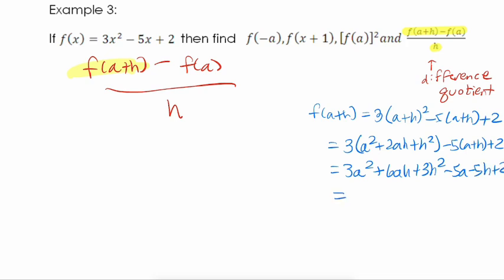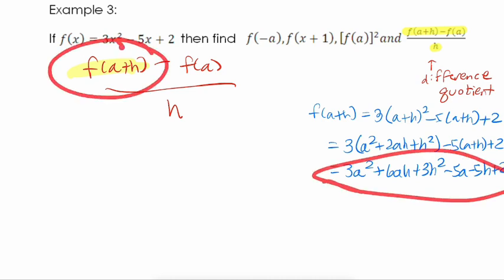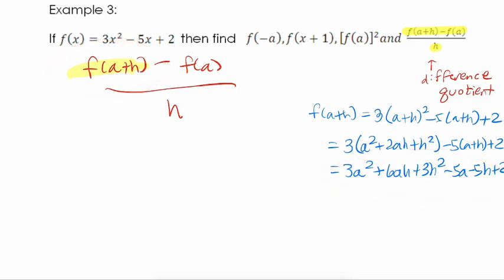Now let's think about what things are alike. There's no other a squareds, there's no other h's. There's nothing alike, is there? No, there's nothing we can do. So this has to go in that spot. Let's rewrite that over here. So that's going to be 3a squared plus 6ah plus 3h squared minus 5a minus 5h plus 2.